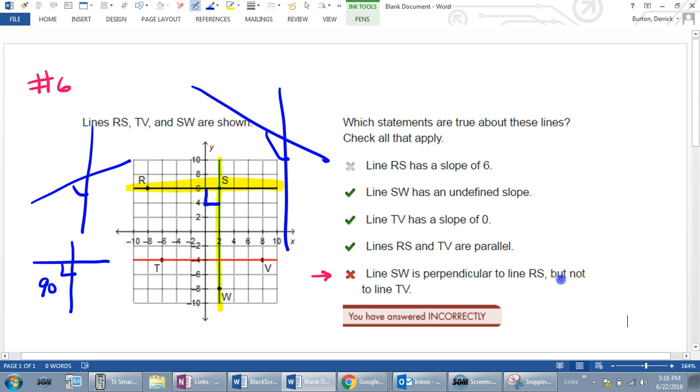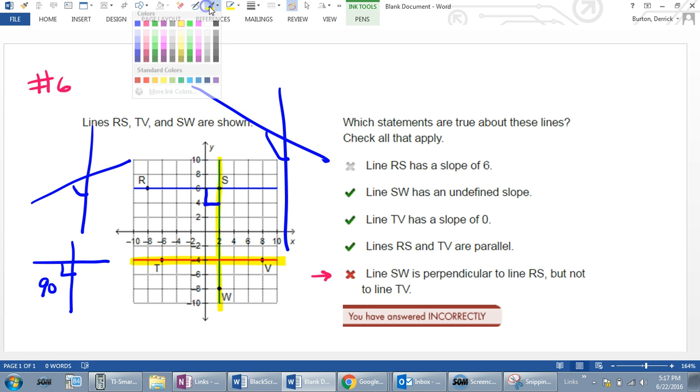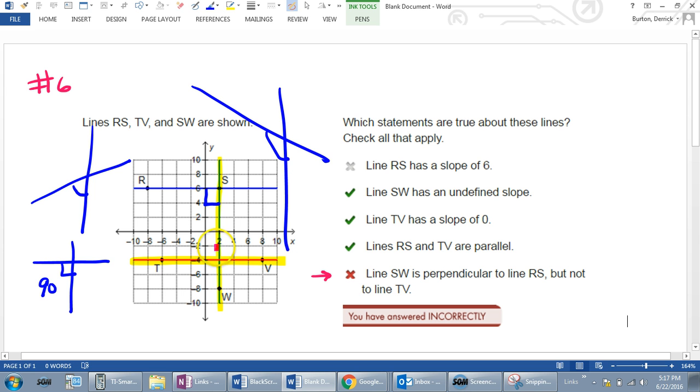But then it says, but not TV. So let's look at that. Is SW perpendicular to TV? There's SW, here's TV. Are those perpendicular? Yes, theirs are perpendicular also. So that's why the question is wrong, because it said it's perpendicular to one but not the other, and the reality is it's perpendicular to both. So that's why this is false.